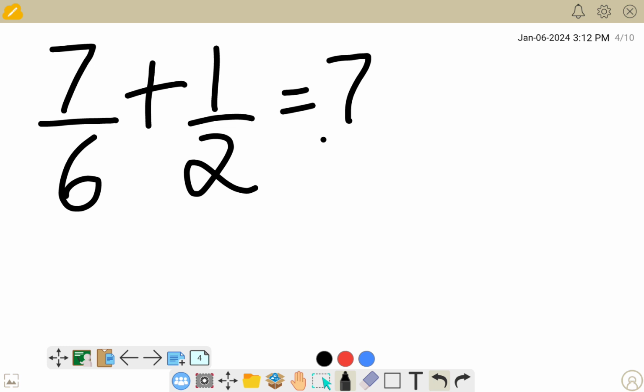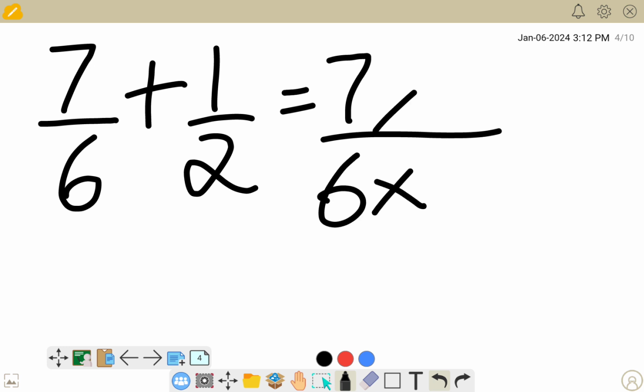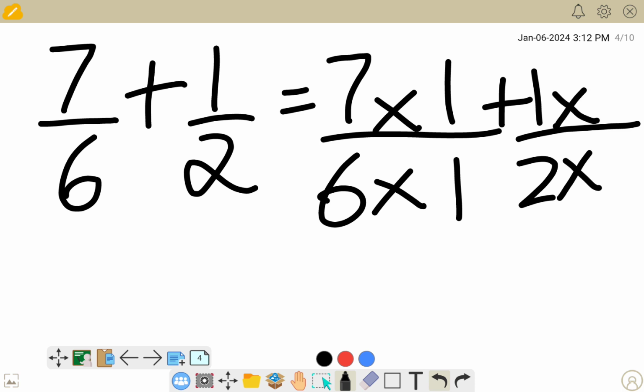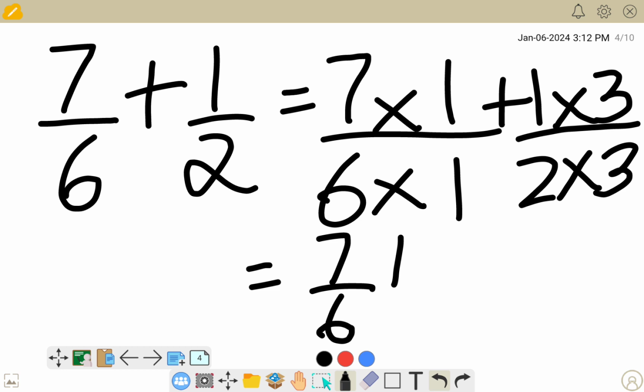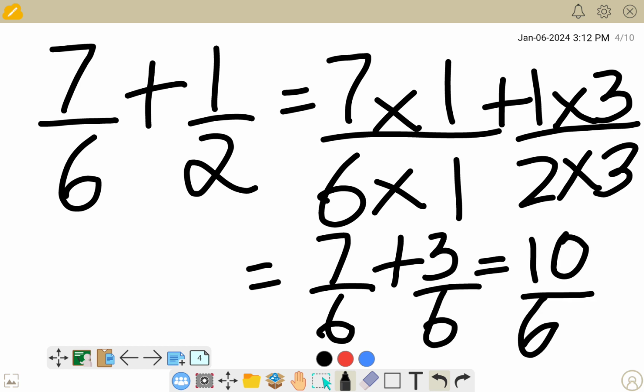So I am going to multiply 7 by 6 by 1 and 1 by 2 will be multiplied by 3. Let's see what we get. So I get 7 by 6 plus 3 by 6. So the answer is 10 by 6. You can simplify it to its simplest form or you can express it as a mixed number.